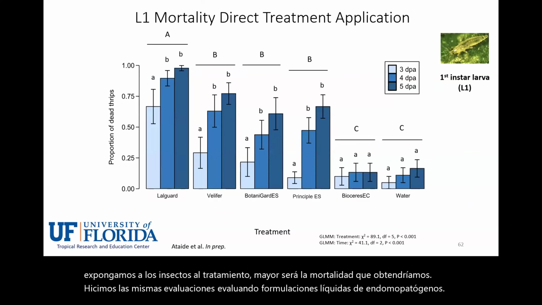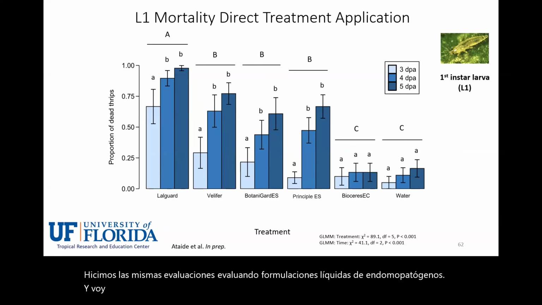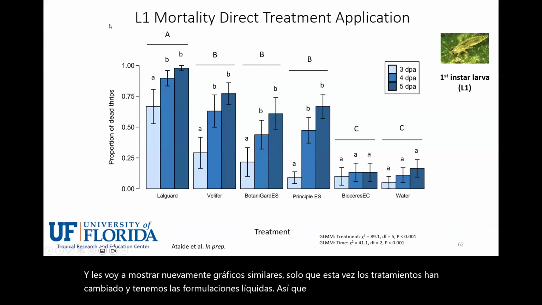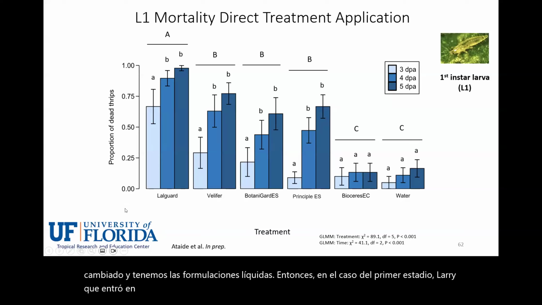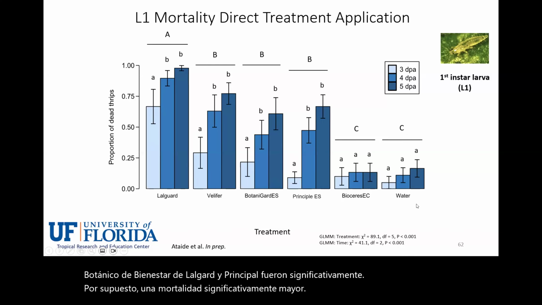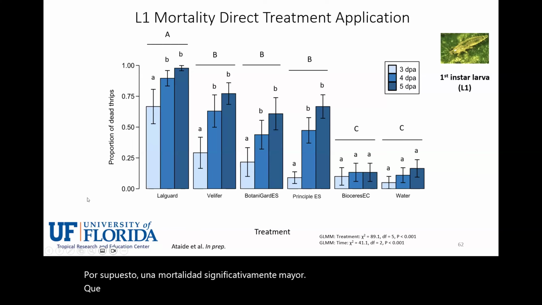And I'm going to show you again similar graphs, only that this time the treatments have changed and we have the liquid formulations. So in the case of the first instar larvae that came into direct contact with the treatment, we can see that Lalgard, Velifer, Botanigard, and Principal had significantly higher mortality than the water control. But Lalgard really stood out.